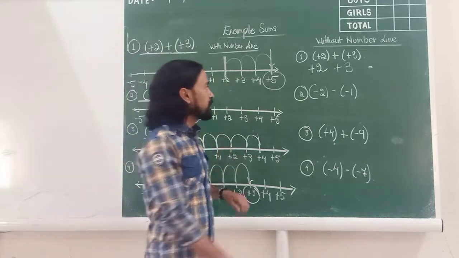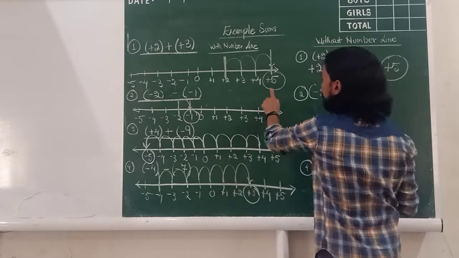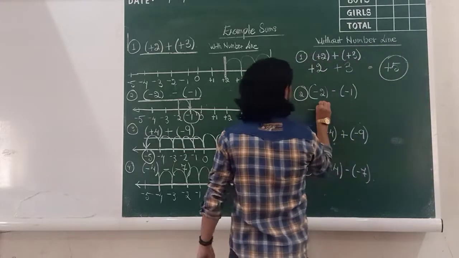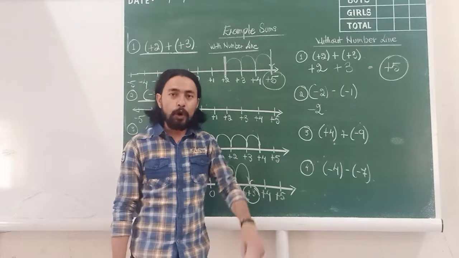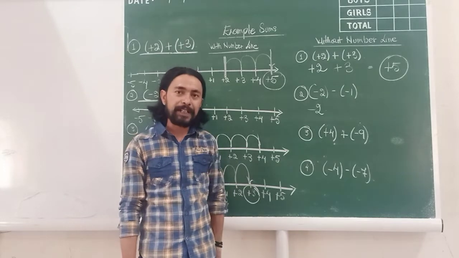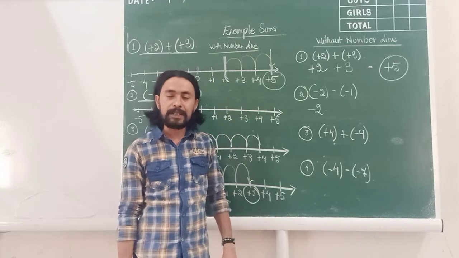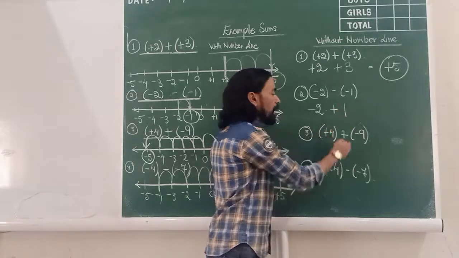Now let's see. Plus 2 plus 3 is plus 5. Same answer. Come to this one. Minus 2 comes out as it is. Now go to your multiplication rule. What does the multiplication rule say? Minus into minus. Check in your notebook. Minus into minus gives me plus.